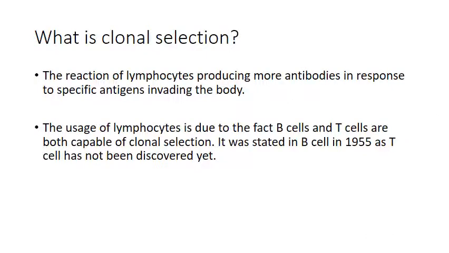First of all, we're going to answer what is clonal selection. Clonal selection is the reaction of lymphocytes producing more antibodies in response to specific antigens invading the body. The term lymphocytes is used because B cells and T cells are both capable of clonal selection. It was stated for B cells in 1955, as T cells had not been discovered yet. The clonal selection theory is also used to tell us how antibodies are produced, so B cells are the target cell that we're going to use today.